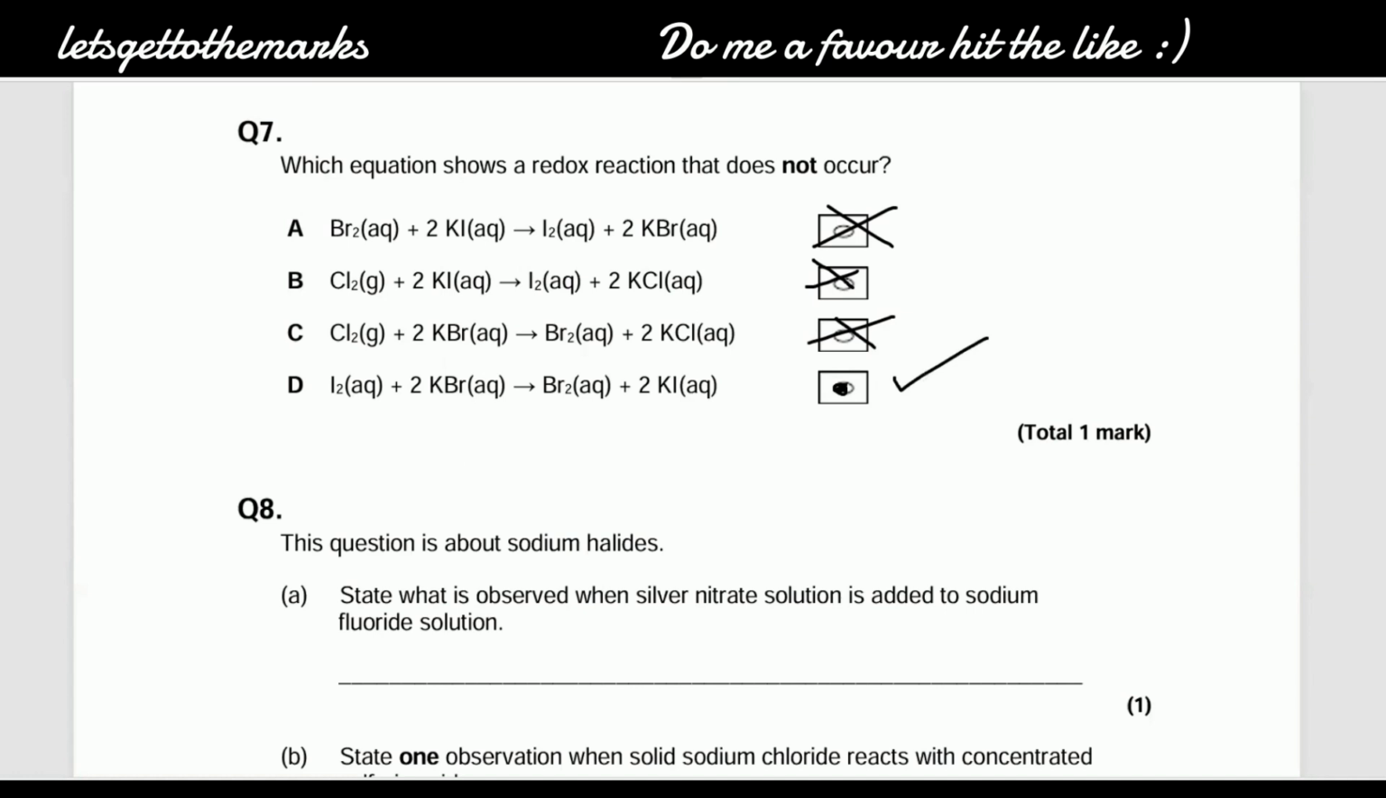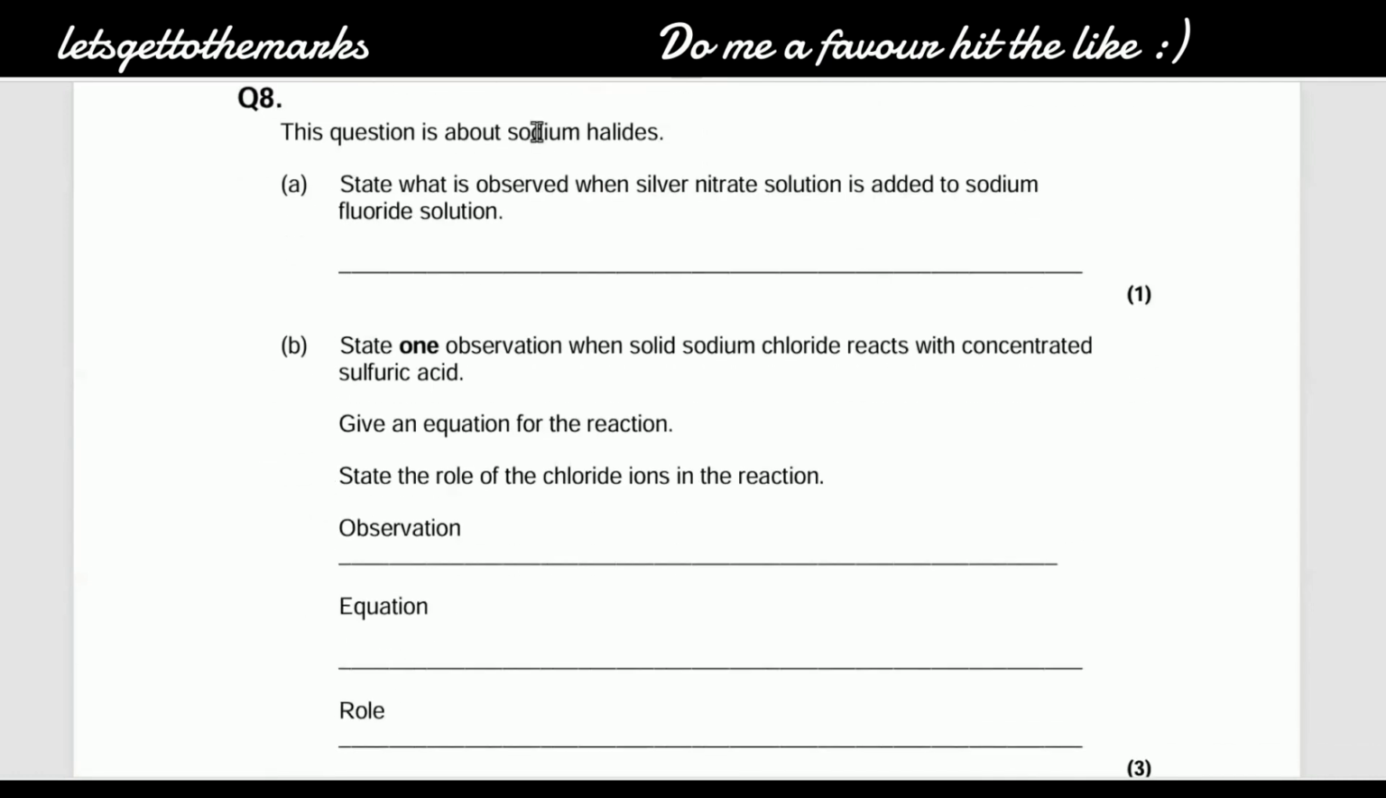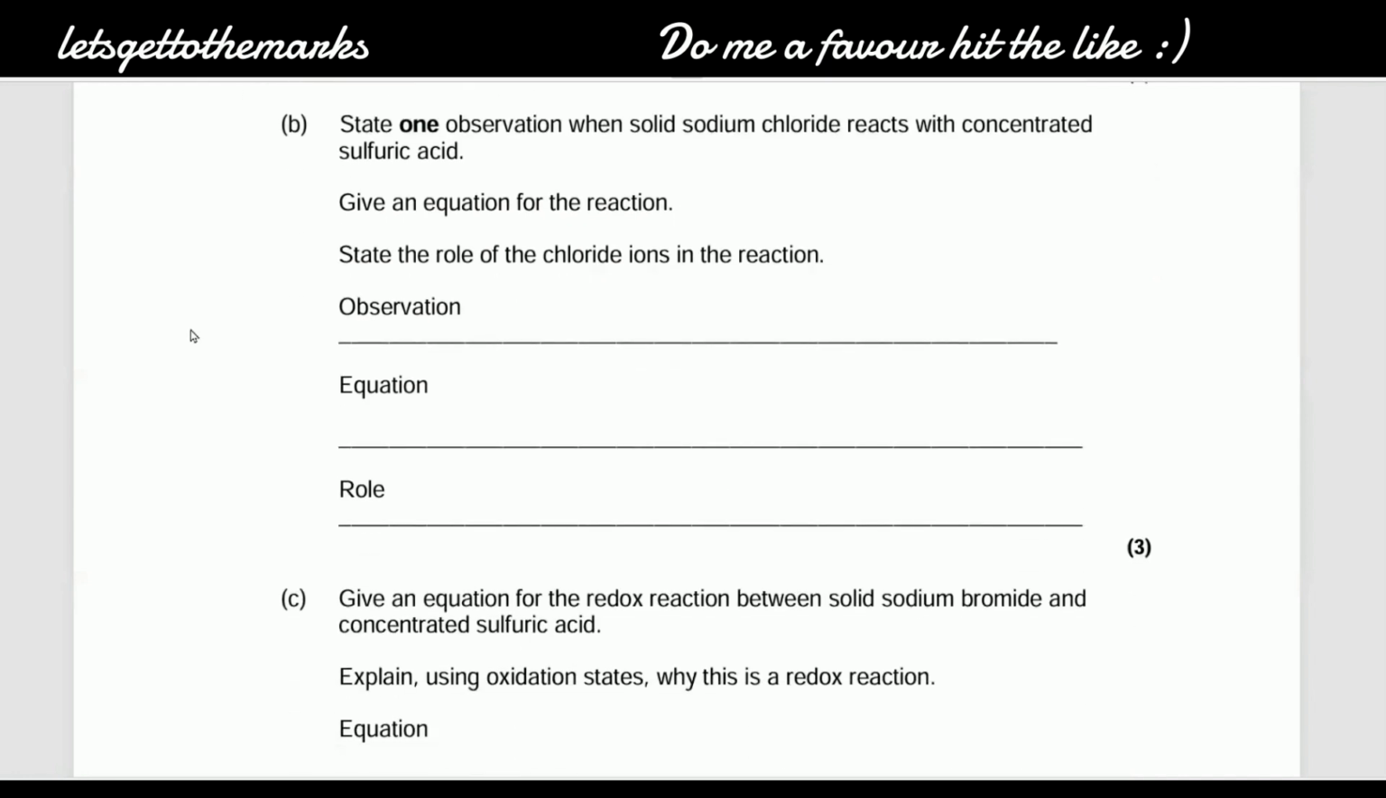Let's do one more question, and that'll be the end of this part on the Group 7 halogens. This question is about sodium halides. State what is observed when silver nitrate solution is added to sodium fluoride solution. Do they form a colorless solution, or do they form a white precipitate? I don't believe they actually precipitate. So no precipitate is formed. I think we're just going to get a colorless solution. So I'm going to go with a colorless solution, and you can punch me in the face if that's not what it says on the mark scheme. Let's move on. I could probably say white precipitate. Yeah. Probably going to punch myself in the face.